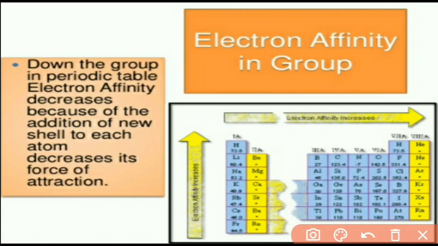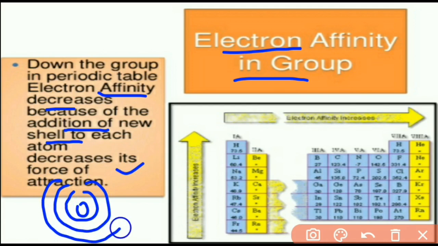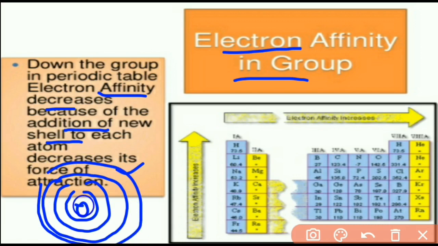Let's see the electron affinity in a group. When we move from top to bottom in a group in the periodic table, electron affinity decreases because of the addition of new shells to each atom, which decreases the force of attraction between the nucleus and the valence shell electrons. Therefore, electron affinity decreases from top to bottom in groups.